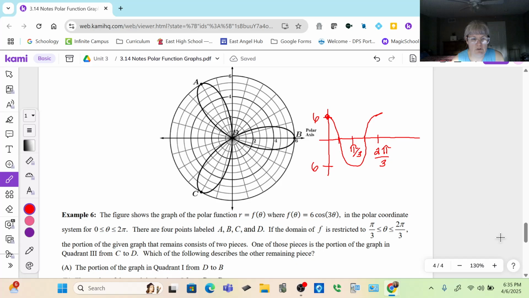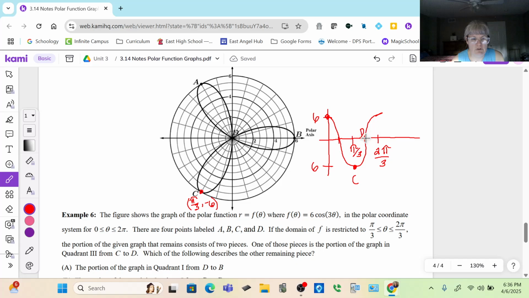One of the pieces is the portion in quadrant 3 from C to D. So C, because we're restricted to pi over 3, this is pi over 3, but it has a -6 R value. So pi over 3, -6. So this point down here is my C. And then I'm going to 0, so this must be a D value.